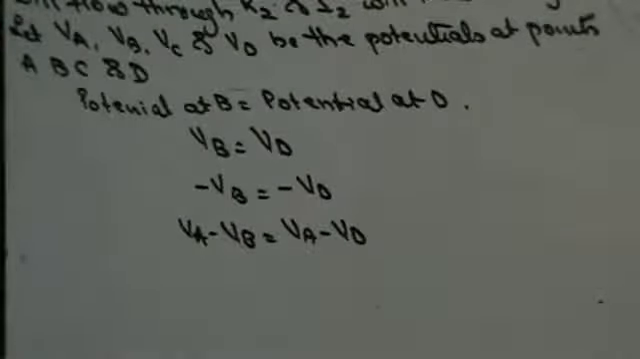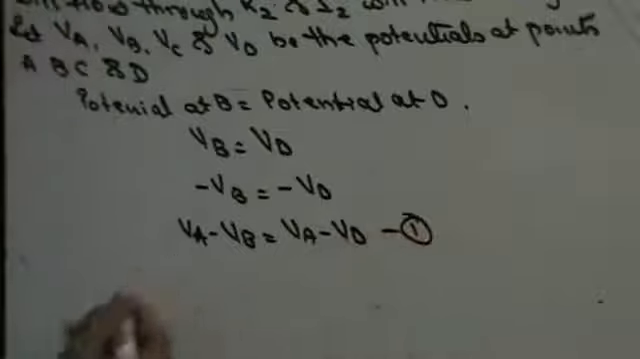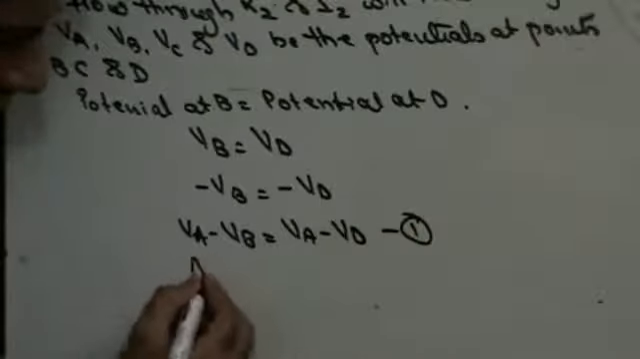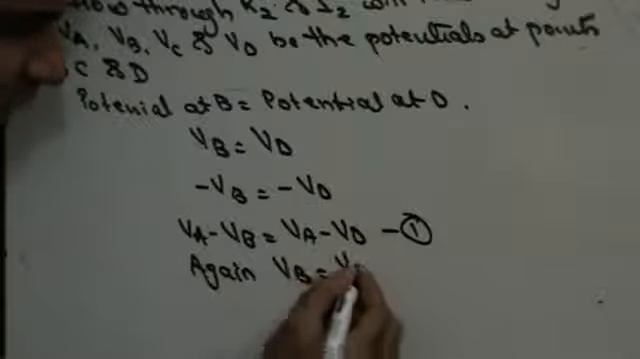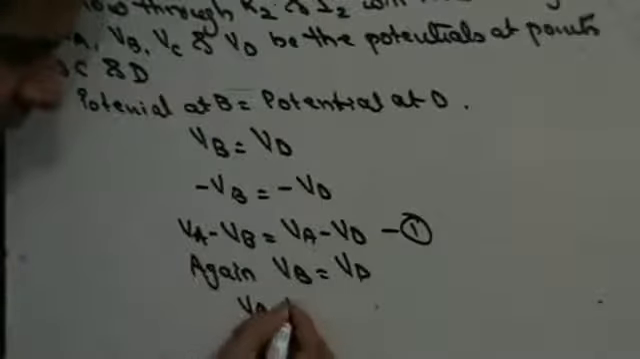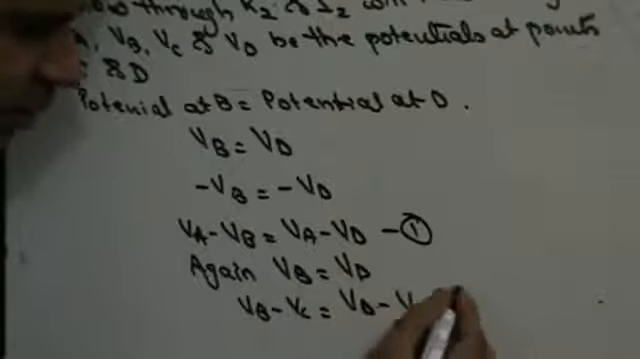Let's call this equation 1. Next, I can say again, we know that VB is equal to VD, right? Subtract VC from it. So I'll get VB minus VC is VD minus VC. Call this equation 2, right?